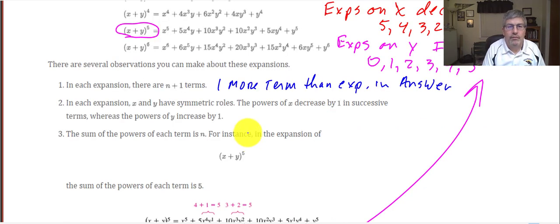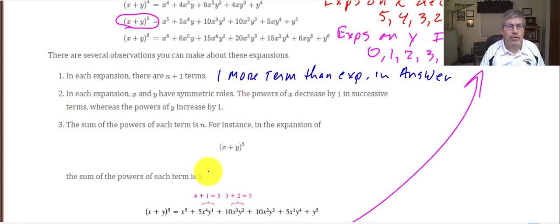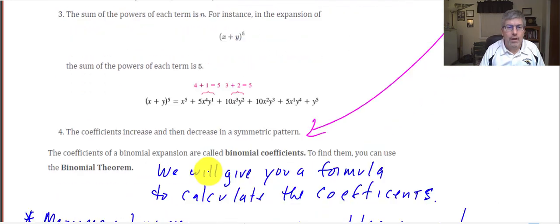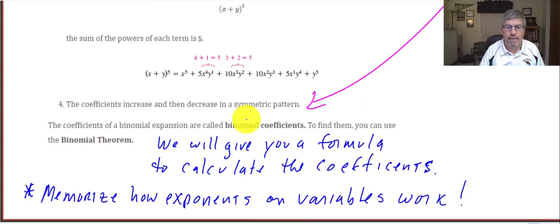There are several observations you can make about these expansions. I think I've talked about most of those already, but they're listed here below. And I mentioned we will give you the formula to calculate the coefficients, but if you can at least get the first couple, the first two and the last two, you'll find that helpful. And I would definitely memorize how the exponents on the variables work, or how the exponents on the first term and the second term in the binomial work.